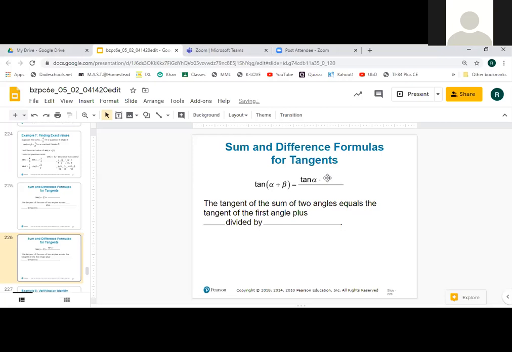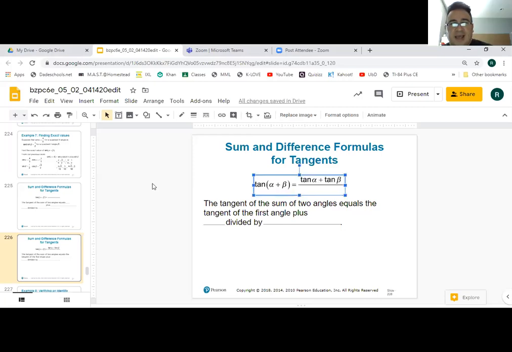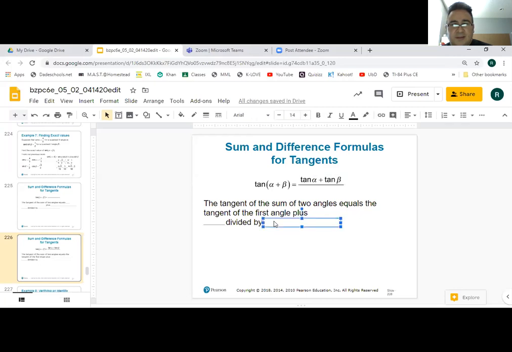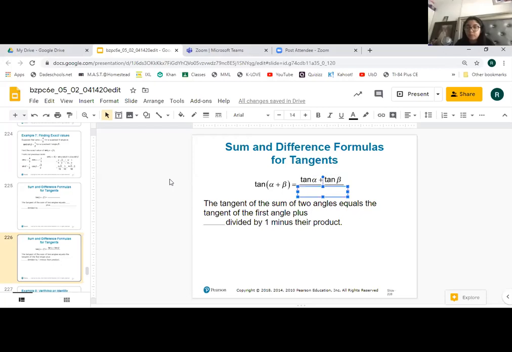All right, tangent of beta divided by one minus their product. So what would one minus their product look like? Well, I'm going to say one minus tan of alpha times tan of beta. There you go. Good job, Haley.